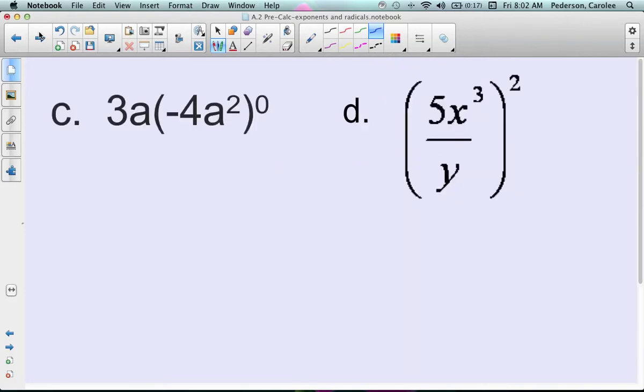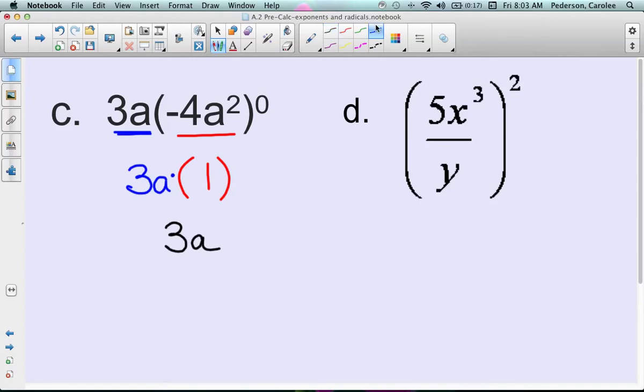Here's a couple more examples. We want to simplify example C. Now let's look inside of this parentheses. This parentheses is raised to the 0 power. If you remember, anything raised to the 0 power is 1. So this whole piece becomes 1. And then I still have this 3a. So 3a times 1 is 3a.